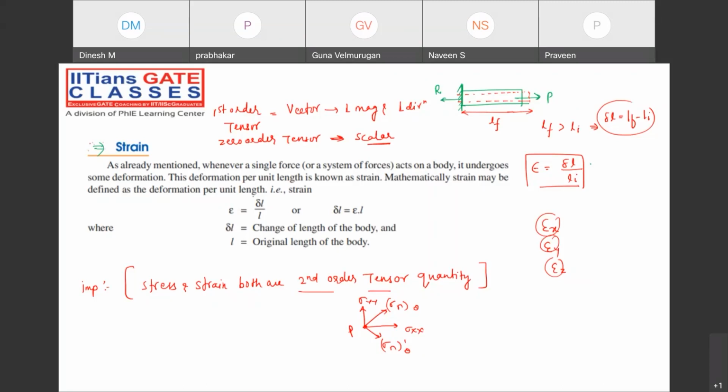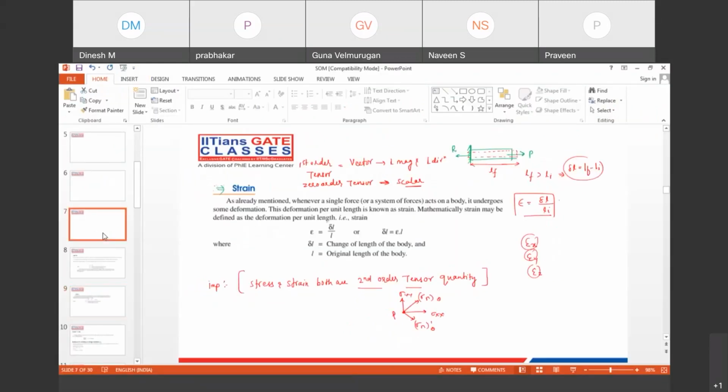Once it is done, please let me know. We can discuss something about this particular strain. I will just give a very deep meaning about this particular strain.